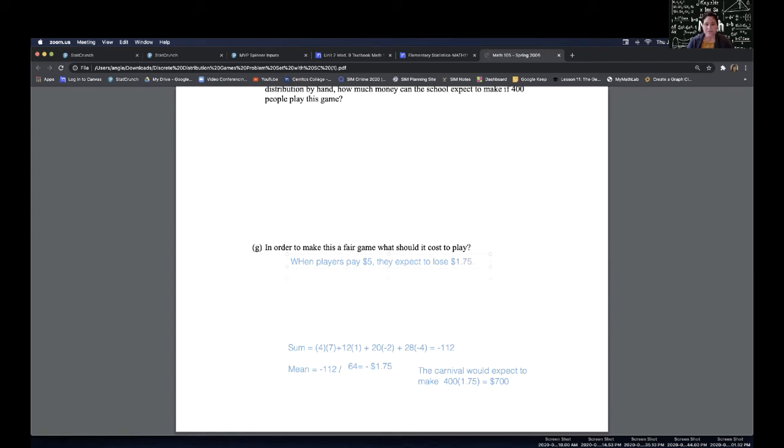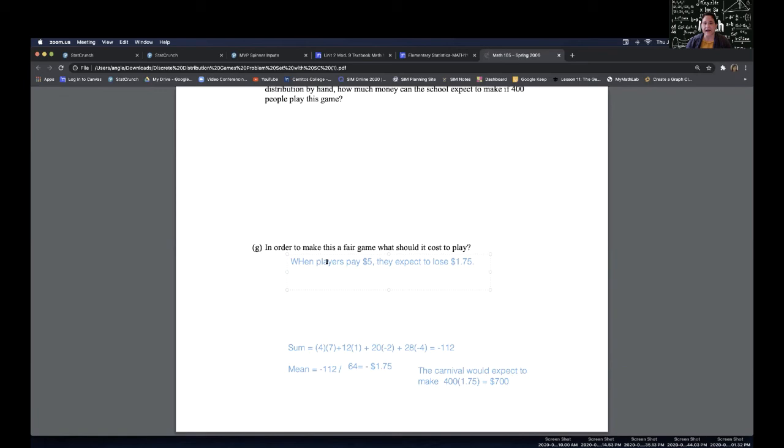Right? So if the carnival says, hey, we don't really want to make a profit. We just want people to have fun and break even. So a fair game when there's money involved means that your expected value is going to be 0. I don't want you to win or lose anything. You're just going to show up, play, and leave with the same amount that you came with. That's a fair game when money is involved.